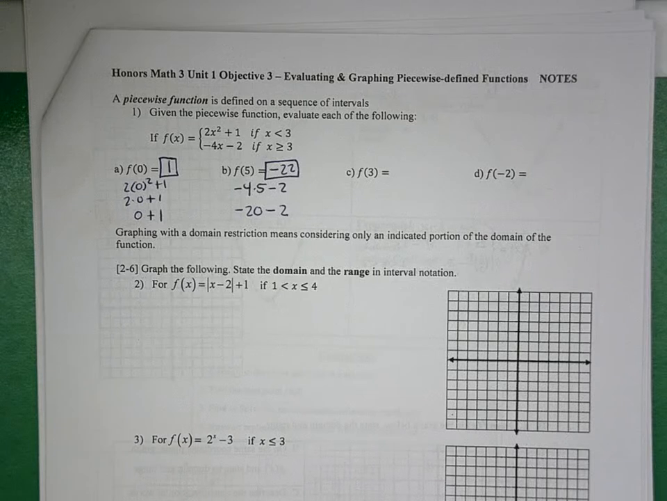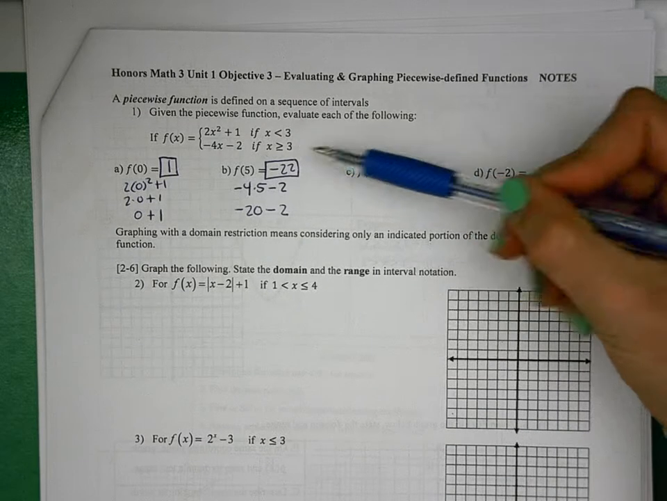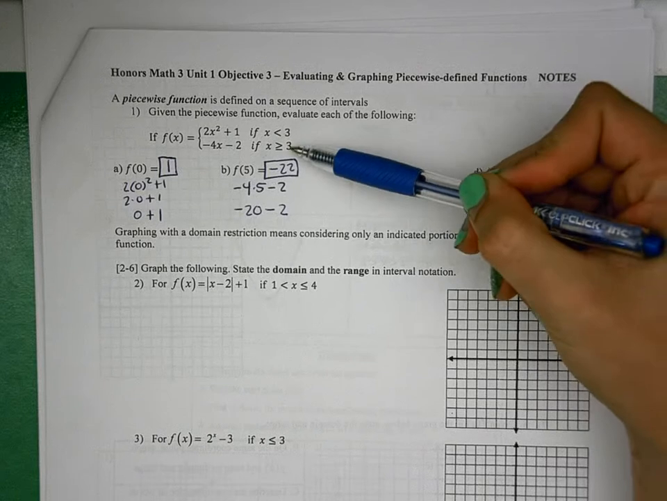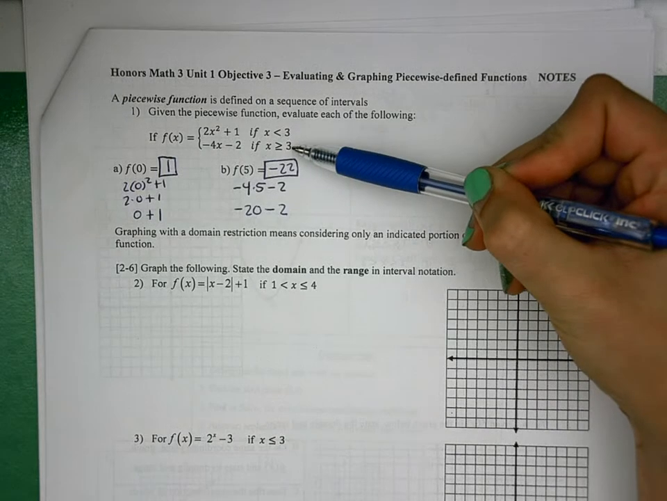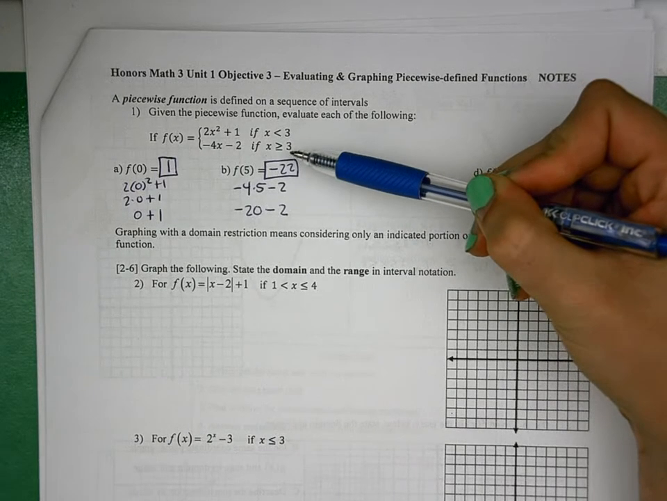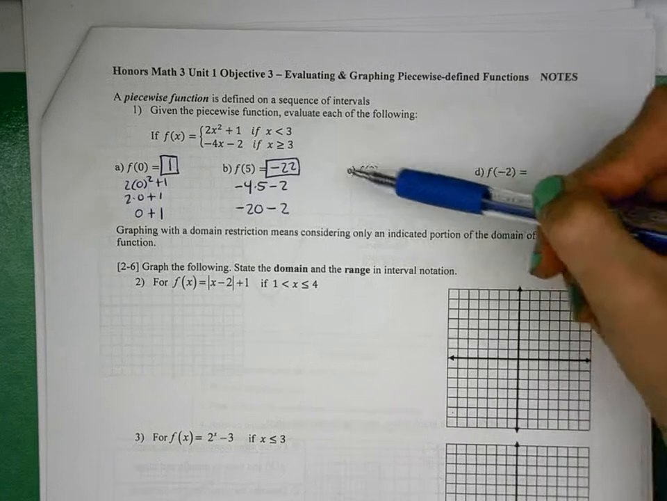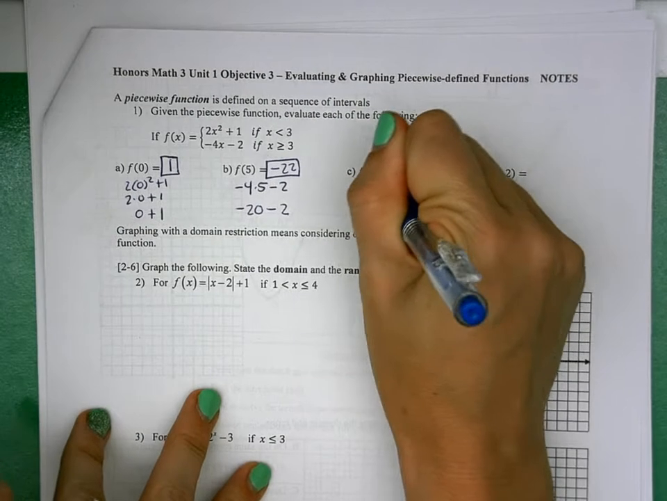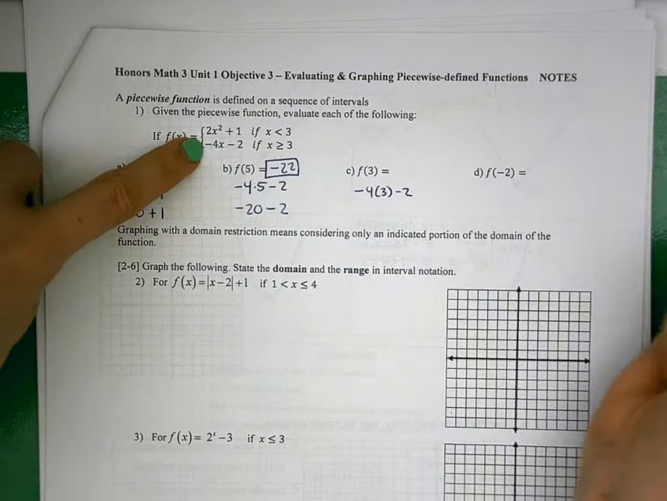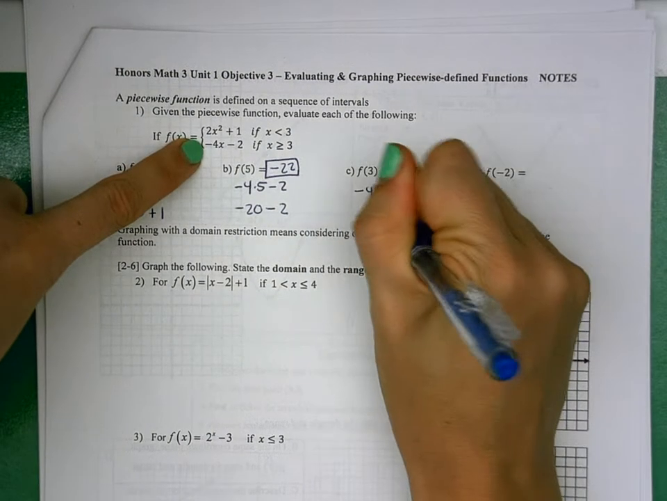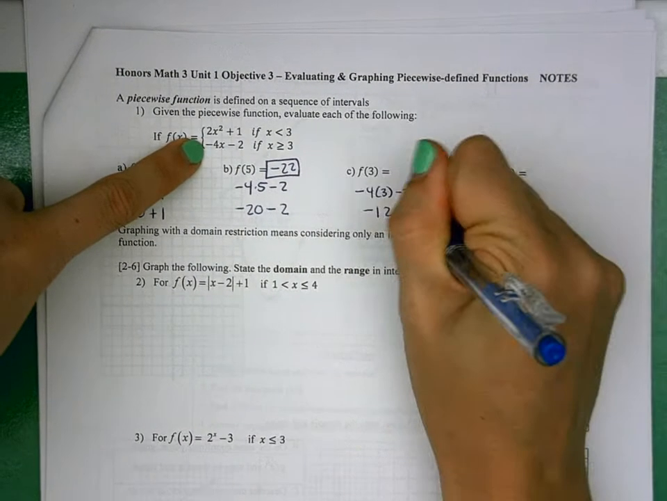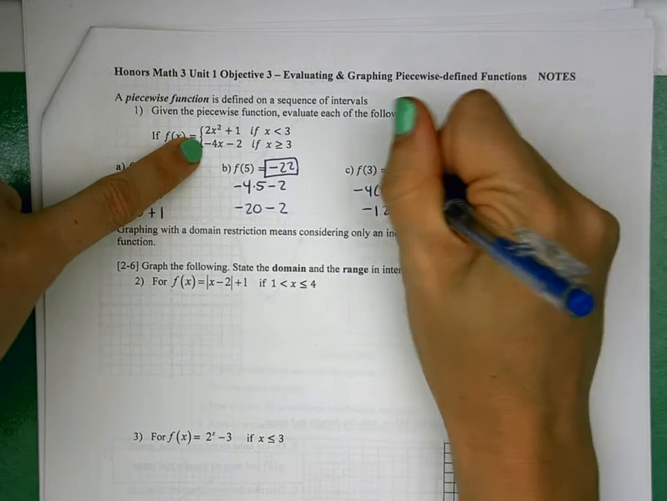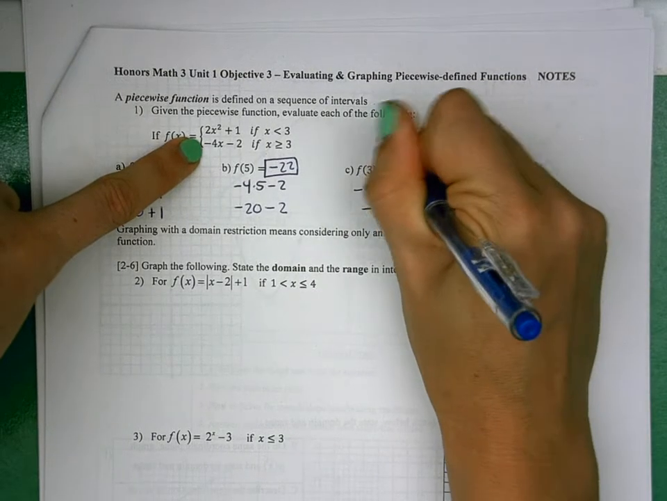Okay, so here we go. C, f of 3, which one am I plugging into? Well, x equals 3 would work with this bottom inequality, right? X is greater than or equal to 3. And so I'm going to be plugging 3 into the bottom function. Negative 4 times 3 minus 2. Negative 4 times 3 is negative 12, and negative 12 minus 2 is negative 14.